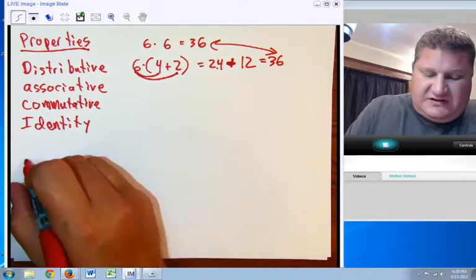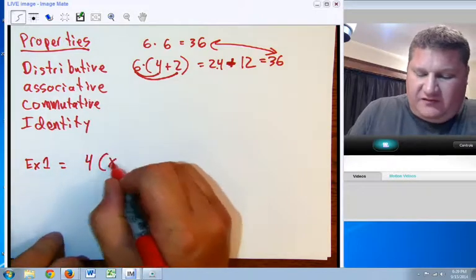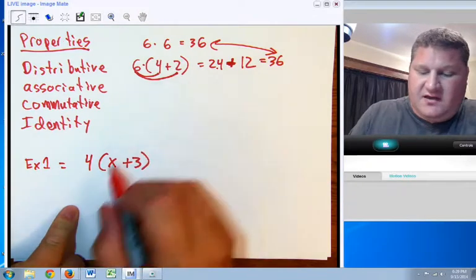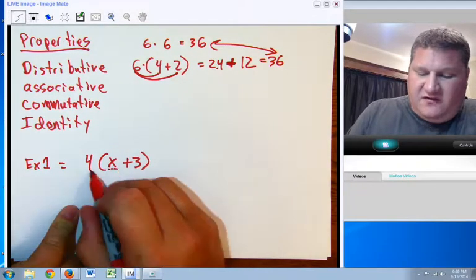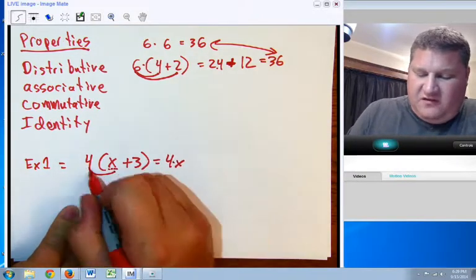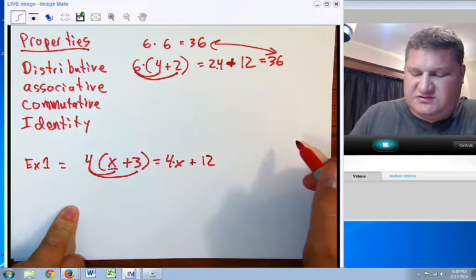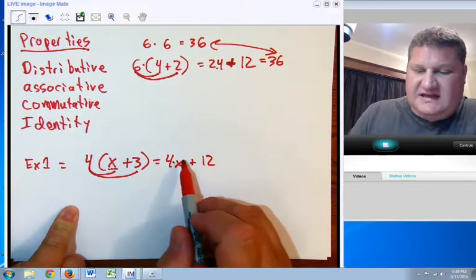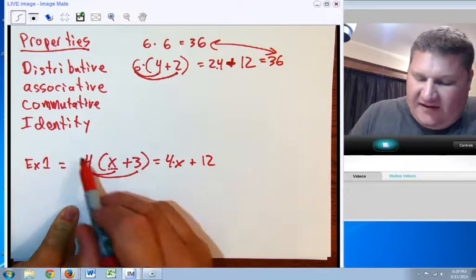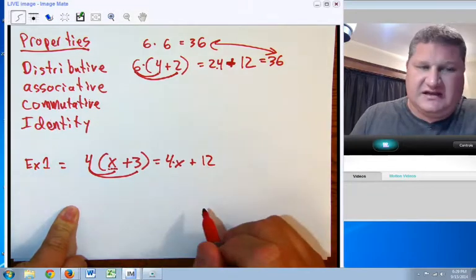Now, to give another example, if I have 4 times (x plus 3), I do it algebraically rather than numerically, as we talked about. It has an x in it. 4 times x equals 4x. 4 times 3 equals 12. And I put a plus sign because that's the sign that was between them. You'll notice in this case I can't add the x and the 3. That doesn't work. So I have to use the distributive property in this case. And that is as simplified as I can get it.